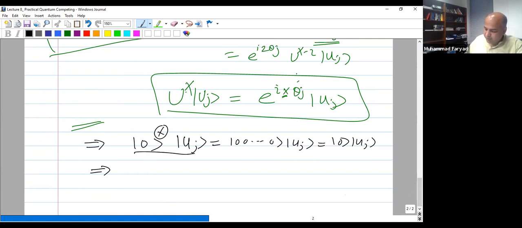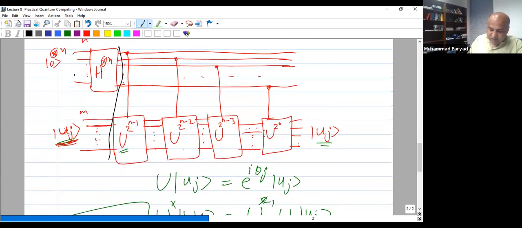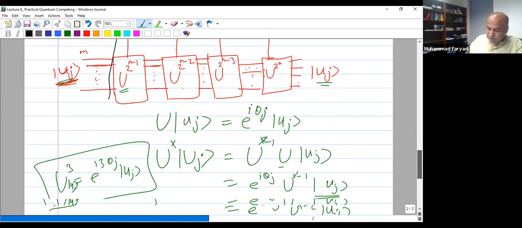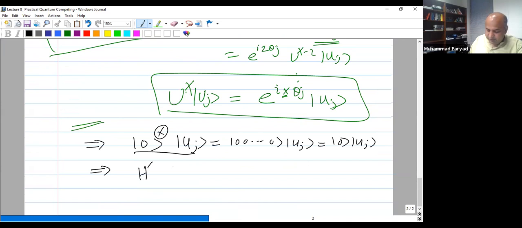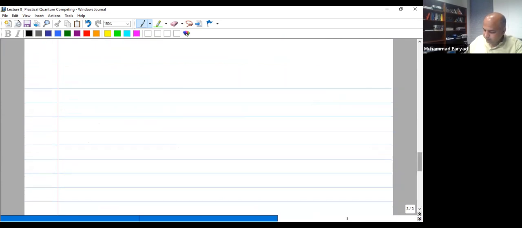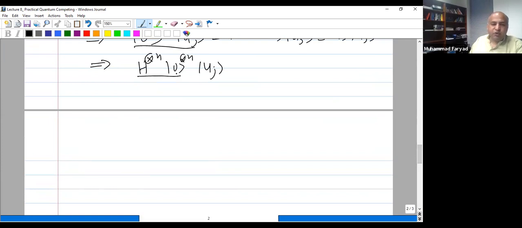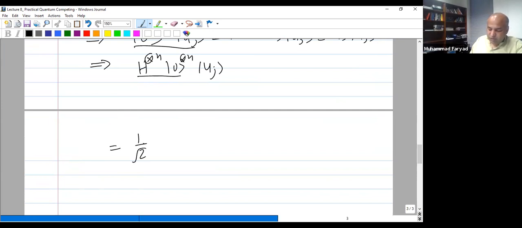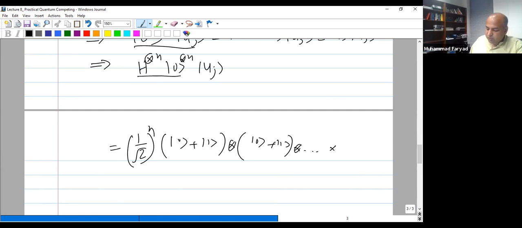When this state passes through the first part of this circuit, which is this Hadamard on this 0 state, nothing on the u j state, we will get something like this, H tensor n on this zero state, u j. So this time, instead of writing it out as a formula that we are used to, let's just write it in an expanded form. So this essentially is 1 over square root 2 power n. The first qubit is 0 plus 1, the second qubit is again 0 plus 1, all the way to the last qubit in 0 plus 1 state. And I have taken the 1 over square root 2 outside over here. And then at the end, I have this u j state.